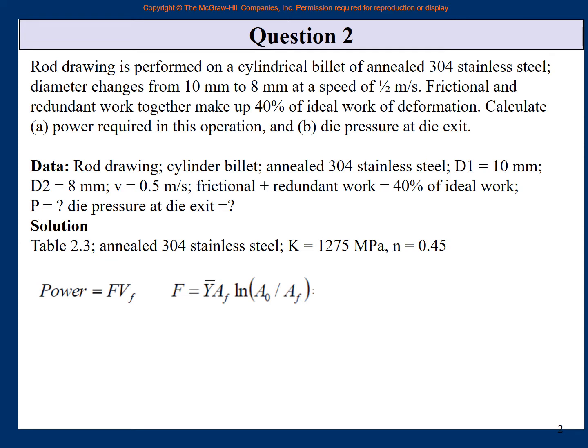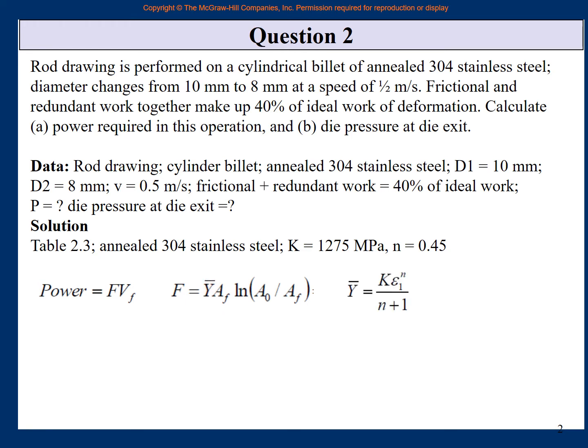You are doing the wire drawing, so the area is the area of the wire that you are drawing, and this is the equation. Now what is known? Is A0 known? Yes, no issue, pi by 4 d1 squared. Is A_F known? Yes, no issue, pi by 4 d2 squared. So these two are done. A_F is again the same thing as you just found. So Y bar is the only unknown here.